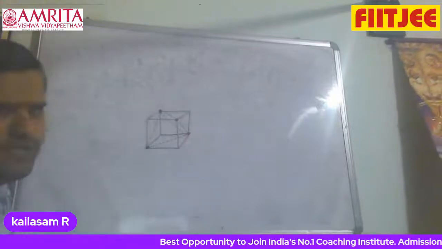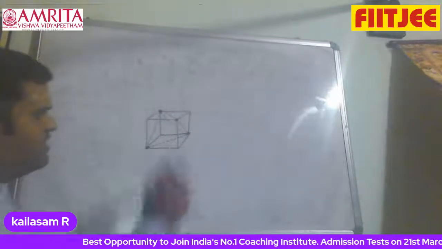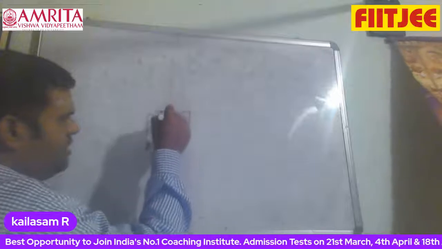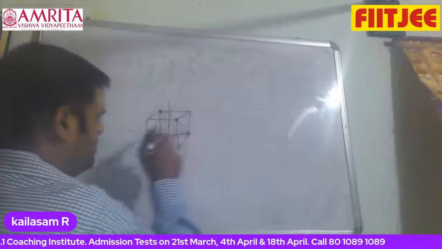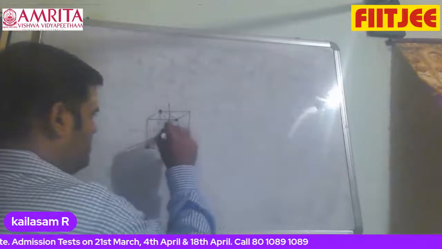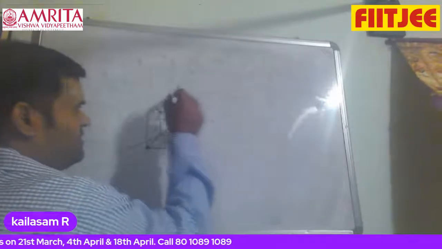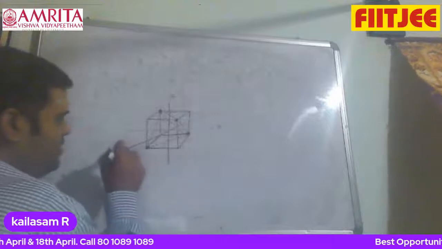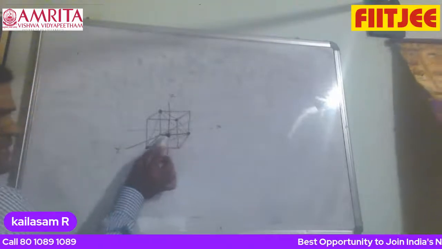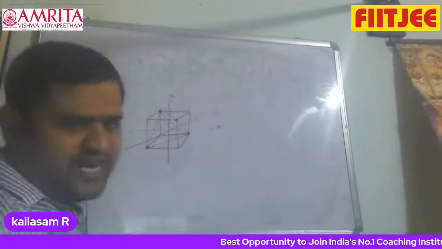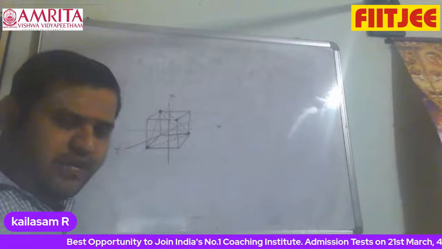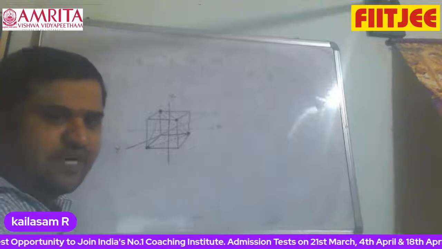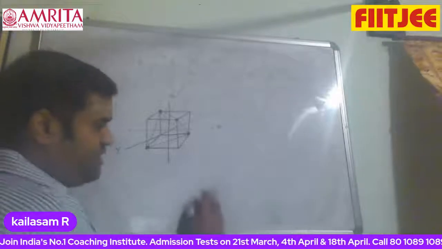This is a tetrahedral complex. Look at this: X, Z, Y. The ligands are approaching between the axes. So what we can say is that obviously dxy, dyz, dzx will repel more as compared to x square minus y square.